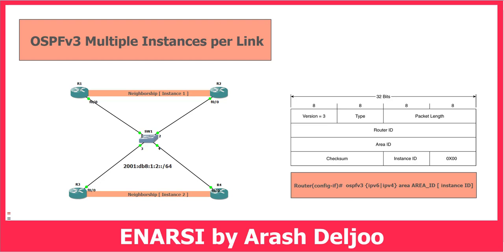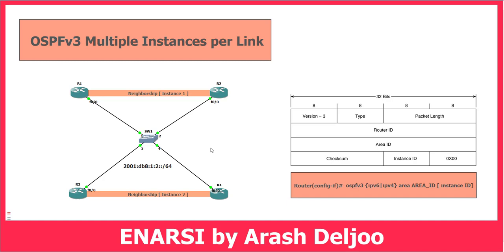OSPFv3 instance ID. In this video, I am going to talk about the OSPFv3 instance ID functionality. You know that in OSPF version 2, we can configure OSPF on one interface, and when you configure OSPF on that interface, OSPF sends hello packets. When this hello packet reaches other routers, after exchanging and verifying the information in the hellos of two routers, we have neighborship between them.